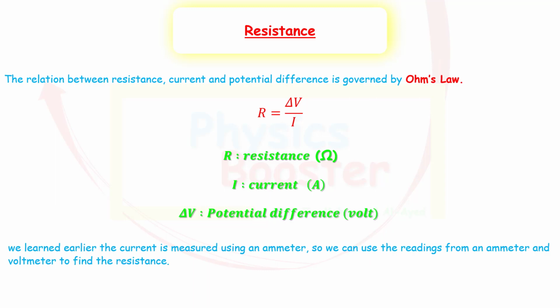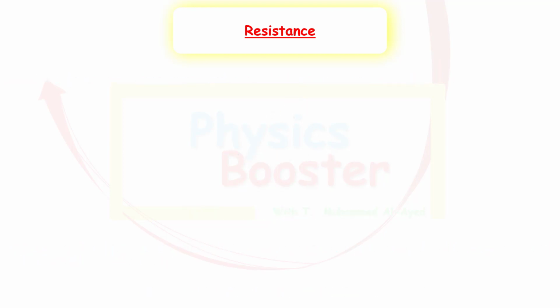We learned earlier that current is measured using an ammeter. So we can use the readings from an ammeter and something called a voltmeter to find the resistance. There is no device to measure the resistance. So if we want the resistance, we will need to find the current and the potential difference inside this circuit. Then we can use Ohm's law to find the resistance. But what is a voltmeter? A voltmeter is simply a device that measures the potential difference. And we will be studying it in more detail in the next videos.